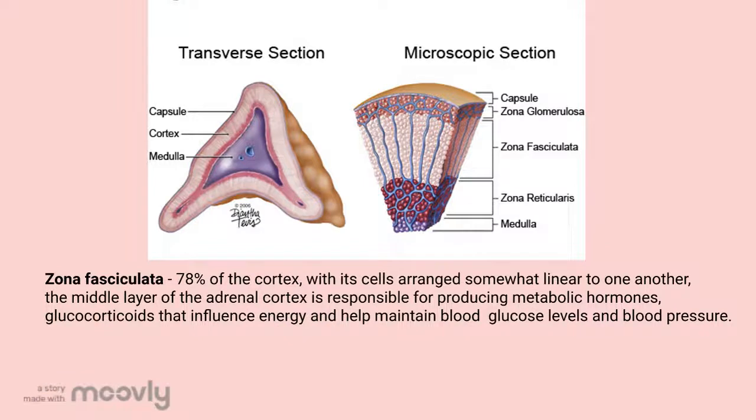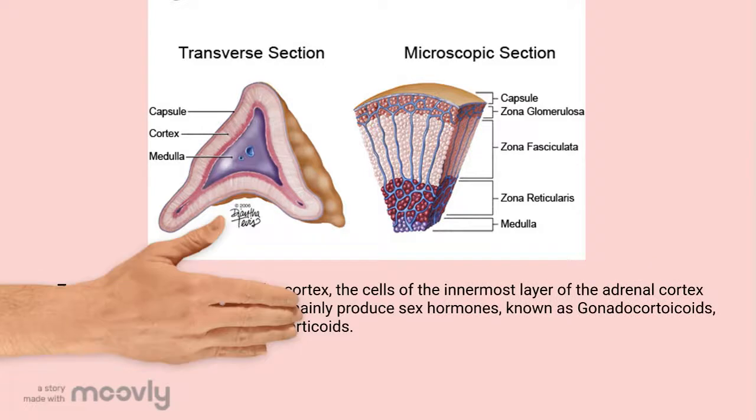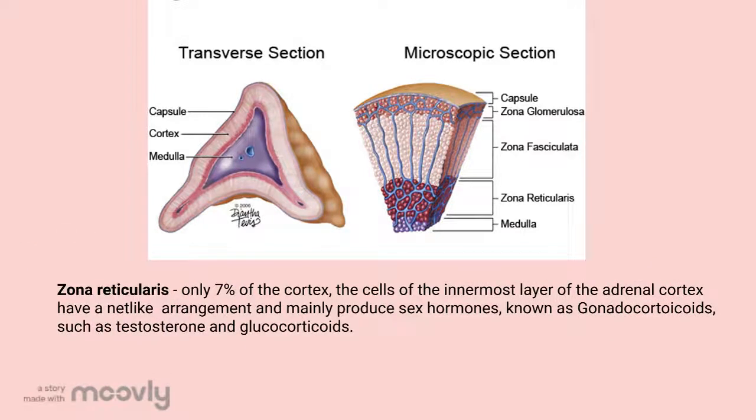With its cells arranged somewhat linear to one another, the middle layer of the adrenal cortex is responsible for producing metabolic hormones. Glucocorticoids influence energy and help maintain glucose levels and blood pressure. Only being 7% of the cortex, the cells of the innermost layer of the adrenal cortex have a net-like arrangement that mainly produce sex hormones such as testosterone.